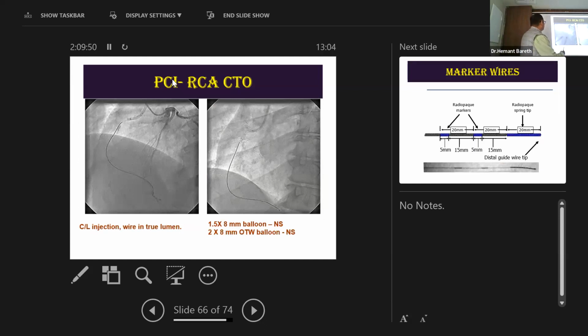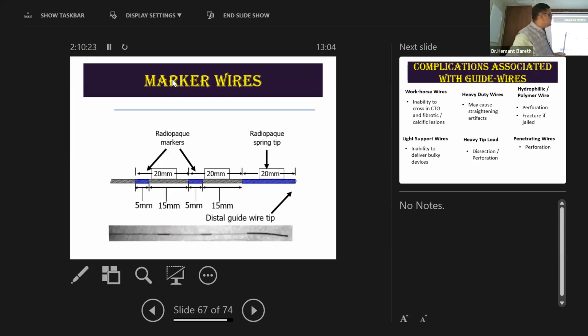So here, the parallel wire technique was used. BMW left in the subintimal space, crossed with the Conquest, crossed with the Miracle wire, then this subintimal wire removed, and then through the contralateral injection, check if the wire is in the true lumen. Because if you do CTO, it's always a good idea to do contralateral injections, and through contralateral injection it was proved that the wire is in the true lumen. Then lumen dilatation done, and finally the PCI was done.